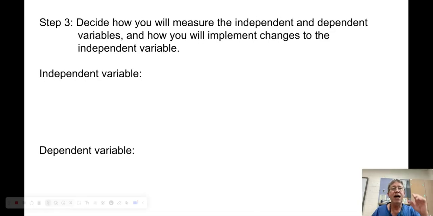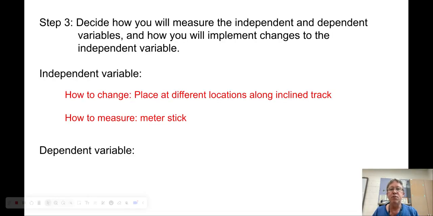Okay, so decide how you're going to measure the independent and dependent variables and how you're going to implement changes to the independent variable, right? So let's just first talk about the independent variable, okay? So here's what I'm going to do. This is really simple in this case. It isn't always this way. I'm just going to place that cart at different positions along the ramp, okay?